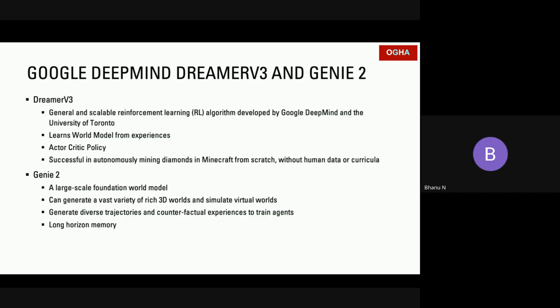Then there is Genie 2. This is a large-scale foundational world model. So you see the word foundation again here. They use it interchangeably, like world foundational models or foundation world models. And it can generate a vast variety of rich 3D worlds. Genie 1 was a 2D maker, so it was predicting and coming up with scenarios in the 2D world. It was rich, of course, but 3D is an extra dimension, and the real world is 3-dimensional.